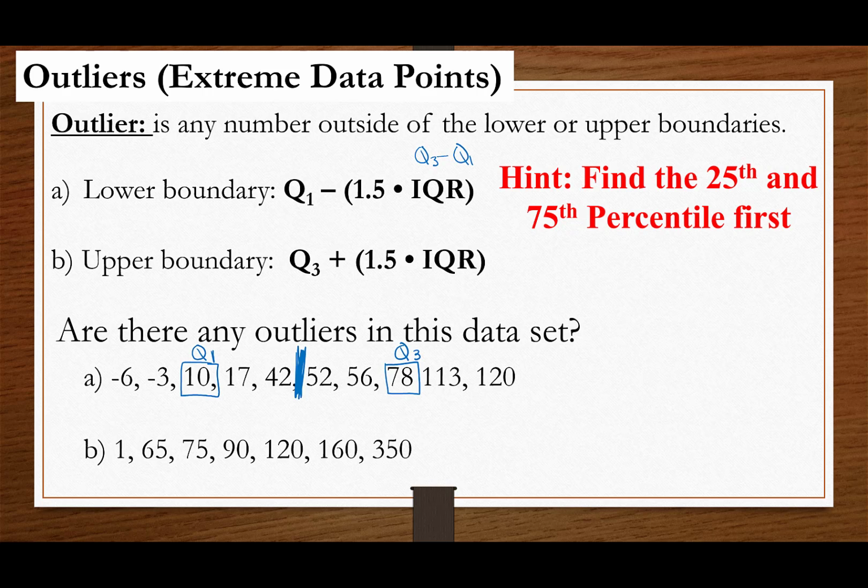Now that we have quartile 1 and quartile 3, we need to find the IQR. The IQR is called the interquartile range. It is the distance of how long the box is in a box and whisker plot. To find the IQR, it's a simple subtraction problem. It's the value of quartile 3 minus the value of quartile 1. So for question A, we'll take 78 and subtract 10, and that gives us an IQR of 68.